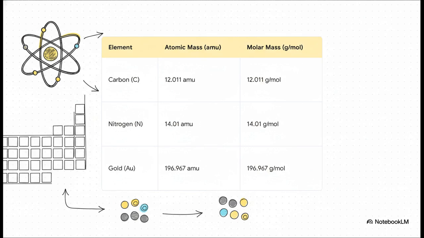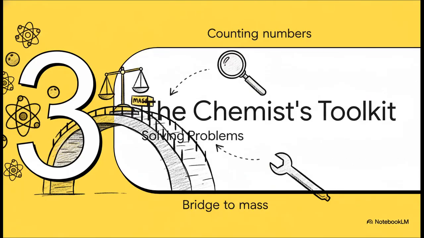The number is the same. Now, that's not a coincidence. It's the genius of the design. Avogadro's number was specifically chosen to make this perfect one-to-one link. So now we have our two key tools. We have our counting unit, the mole, and we have our bridge from that count to a measurable weight, the molar mass. Now we can put them together and build a seriously powerful toolkit for solving problems.